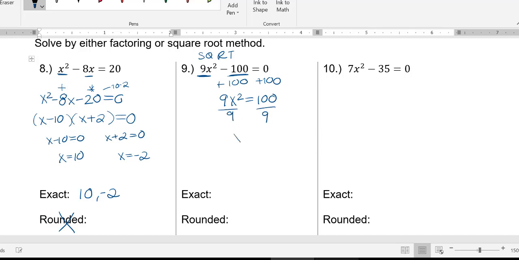Divide both sides by 9. We get x squared is equal to 100 over 9. Take the square root of both sides. x is equal to plus or minus 10 over 3. So I have a positive 10 over 3 and then also a negative 10 over 3. If you factored that, because it is factorable, it would be a difference of perfect squares. So you would factor it as 3x minus 10 and then 3x plus 10. Set both equal to 0 and you get those two solutions.